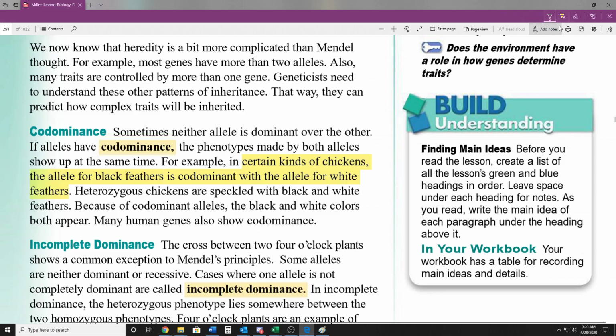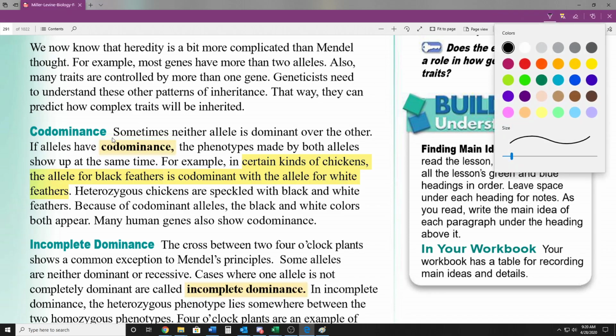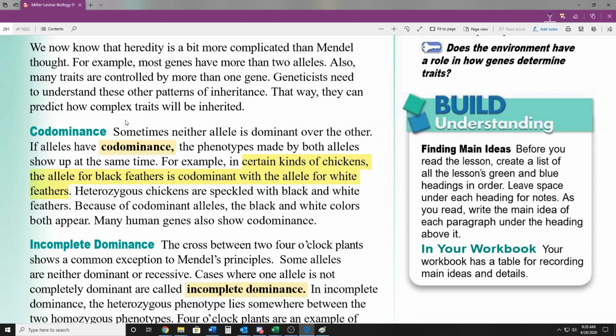I like to write that when we're talking about codominance, we're talking about equal and separate expression. Equal, separate expression. I'm going to abbreviate expression right here because I can't draw too fast. So equal, separate expression. They are co-expressing, right?